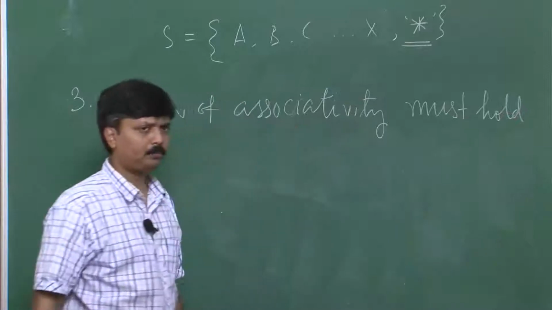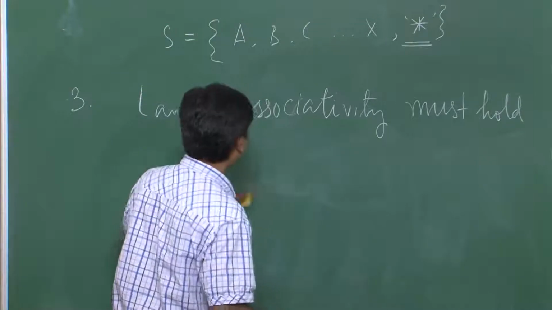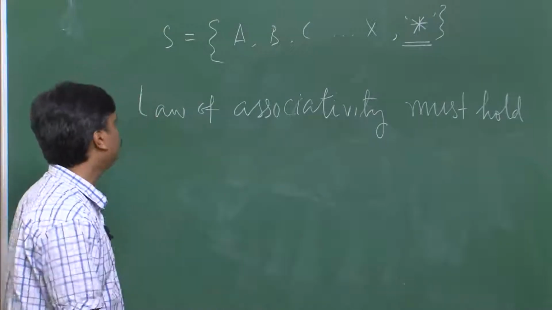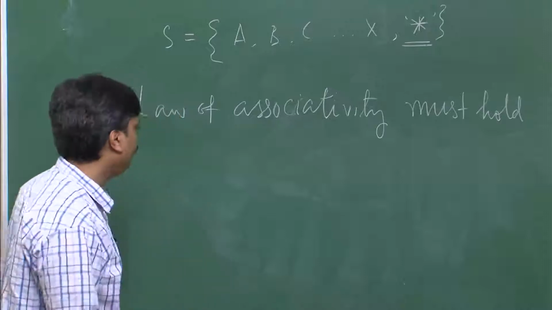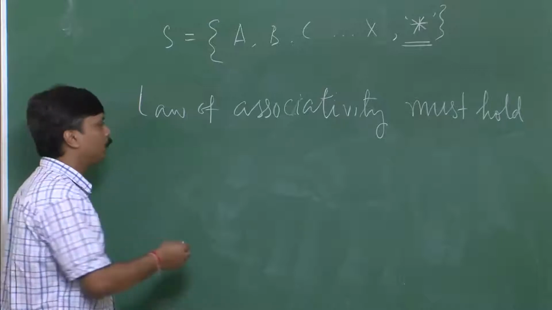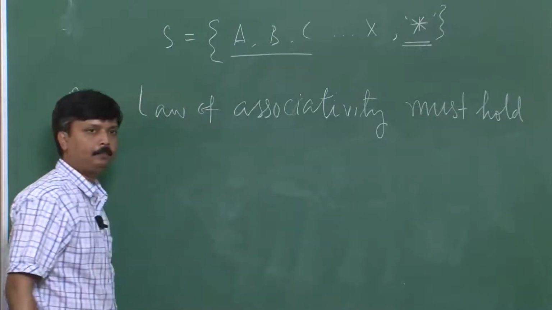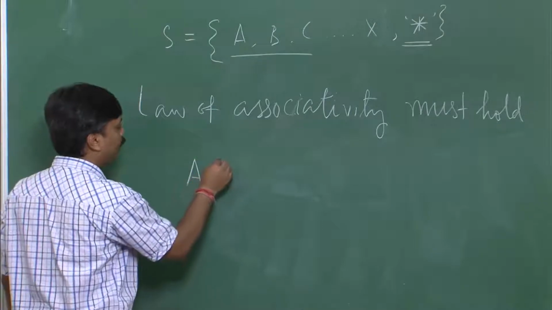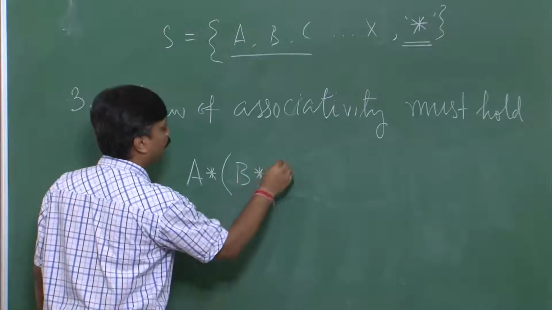What does that mean? We know what associativity means, right? Associativity means the order of combination. Suppose I again consider this particular set having A, B, C to X. Then if I take out 3 elements from that, so I consider A, B and C, these 3 elements, and then combine them in an order like A, in this way.